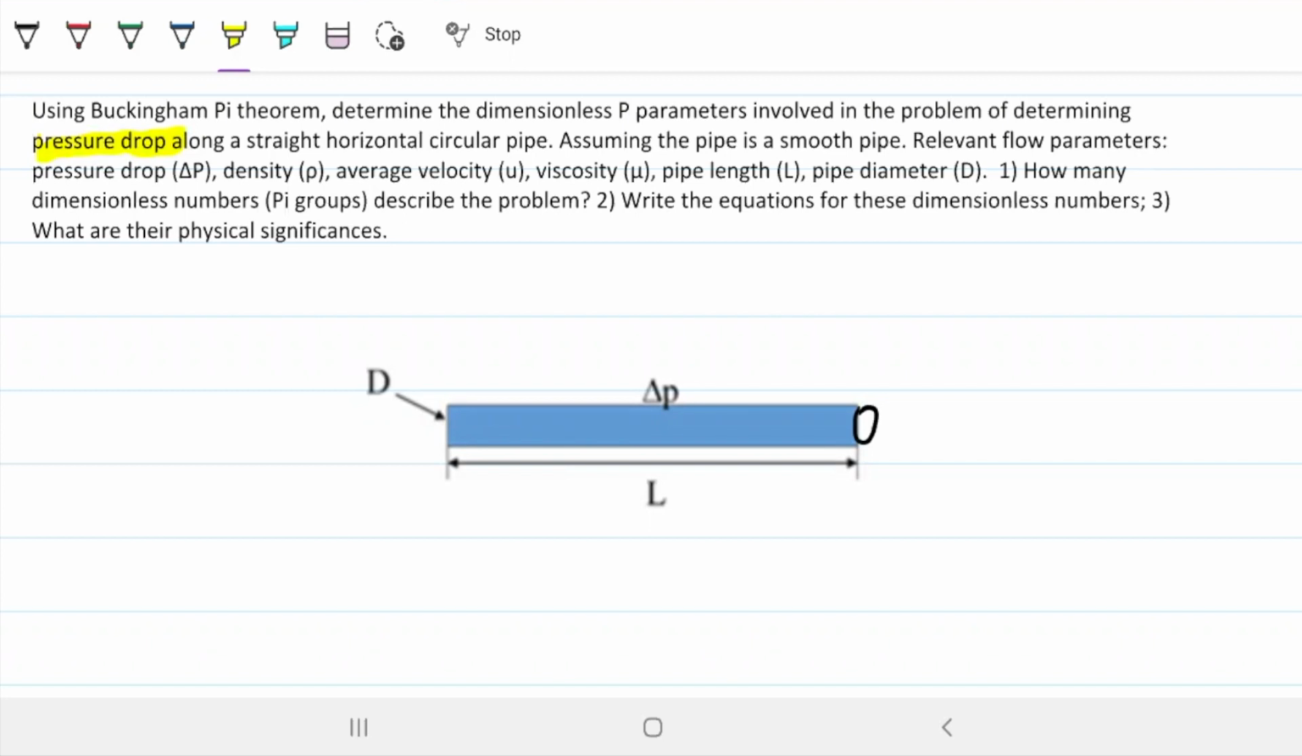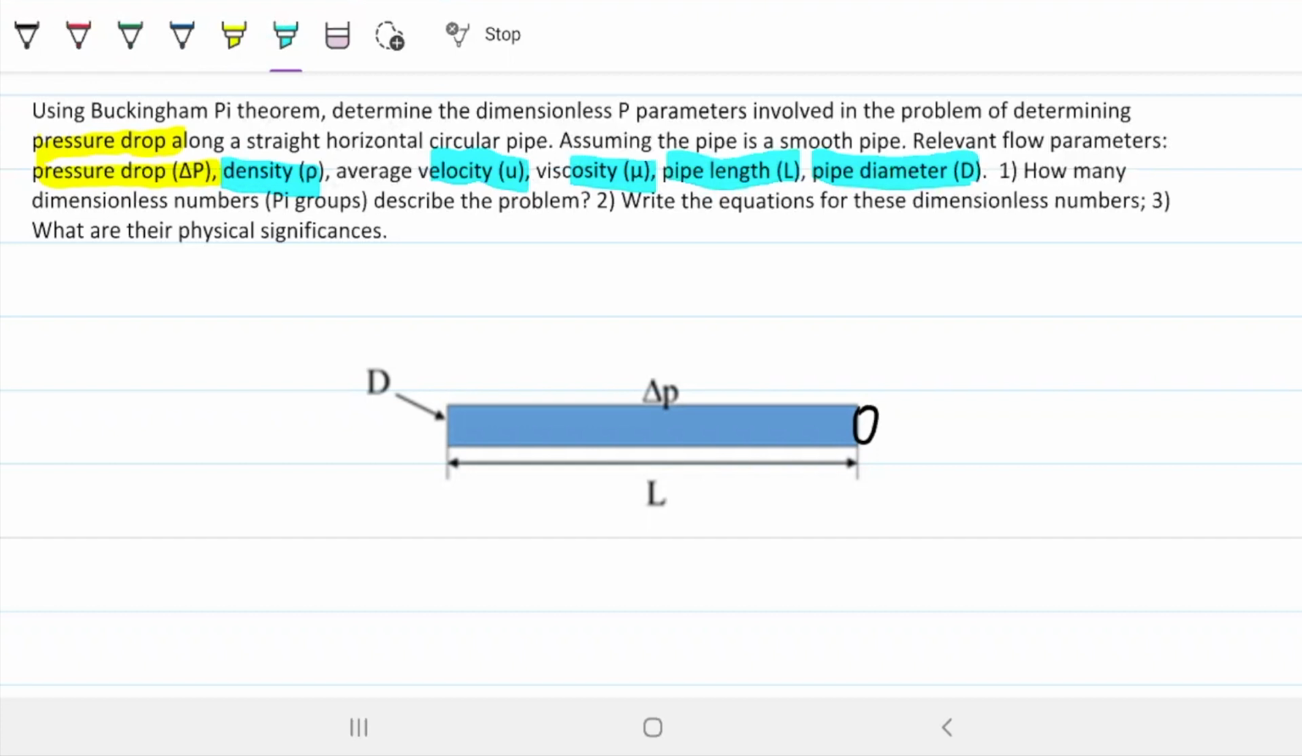So if the pipe is smooth, then that means we can disregard the fouling factor and the roughness of the pipe, which could influence, obviously, the pressure drop as well. So we can disregard that there. Relevant flow parameters are given, and they are the pressure drop that we're interested in. So let's just leave this in yellow. Then density, average velocity, viscosity, pipe length, and pipe diameter.